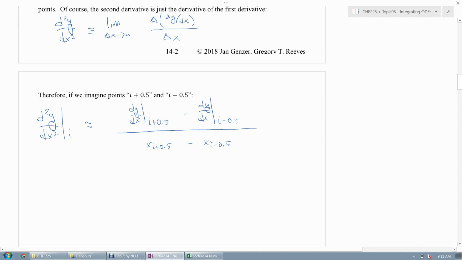And now that we have that, I'm going to take the numerator, which is composed of two first derivatives, and apply the finite difference approximation to each of those. So this becomes approximately equal to yi plus 1 minus yi over xi plus 1 minus xi.